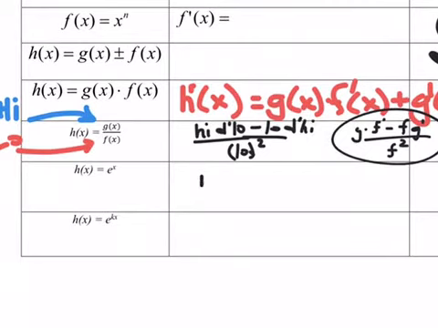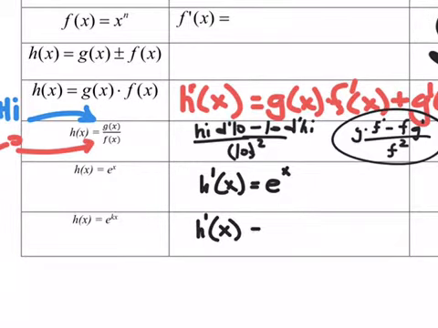The derivative of e to the x, of course, is itself. And the derivative of e to the kx is e to the kx times k. Alright, some of these rules we'll get more into as we go here.